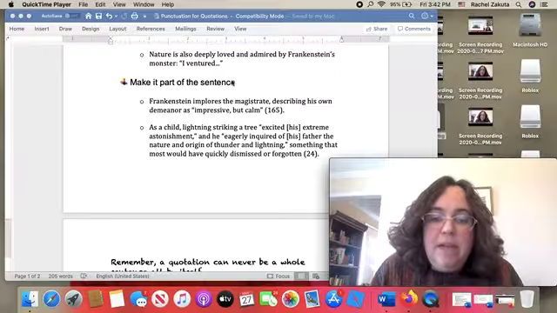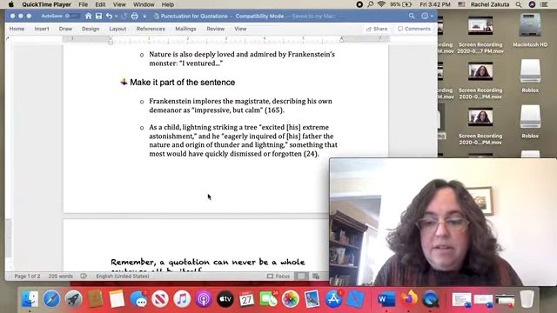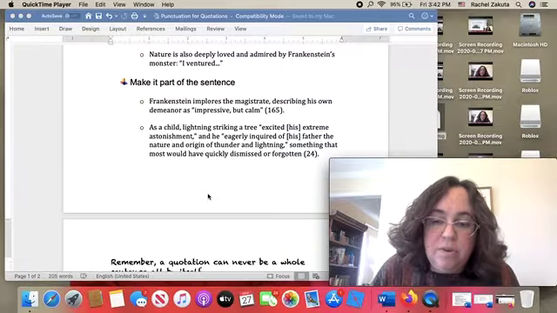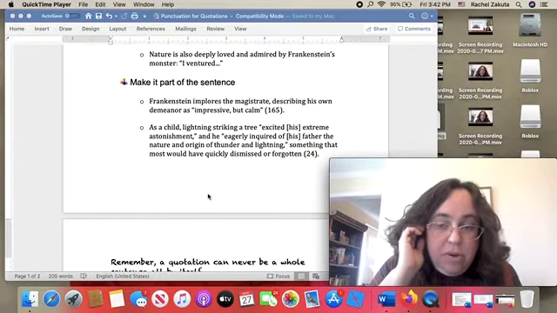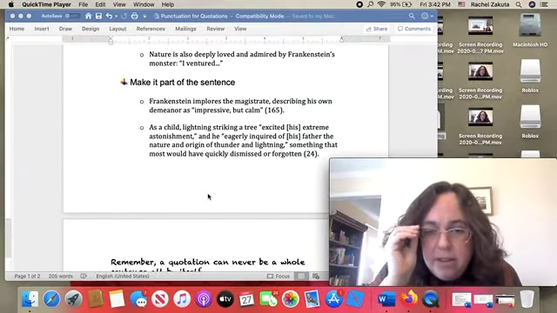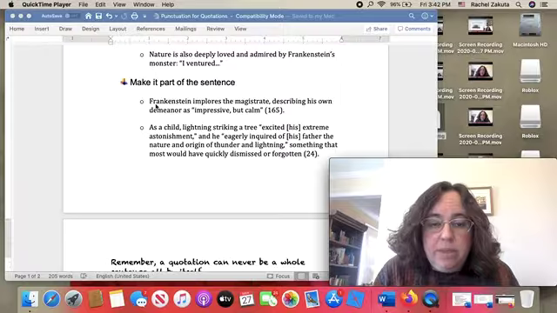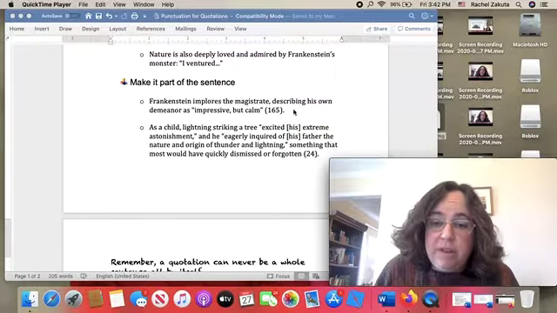The third way is to make it part of the sentence. So in this way, you usually use very small quotations of just a few words, and you rearrange the grammar of the sentence so that the quotation seems to fit into and complete your sentence. So look at this one. Frankenstein implores the magistrate, describing his own demeanor as impressive but calm. You see how it's part of the sentence?